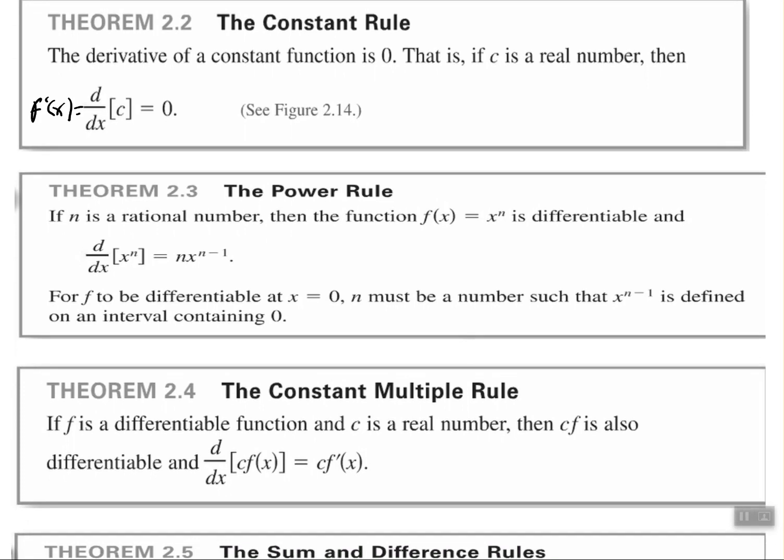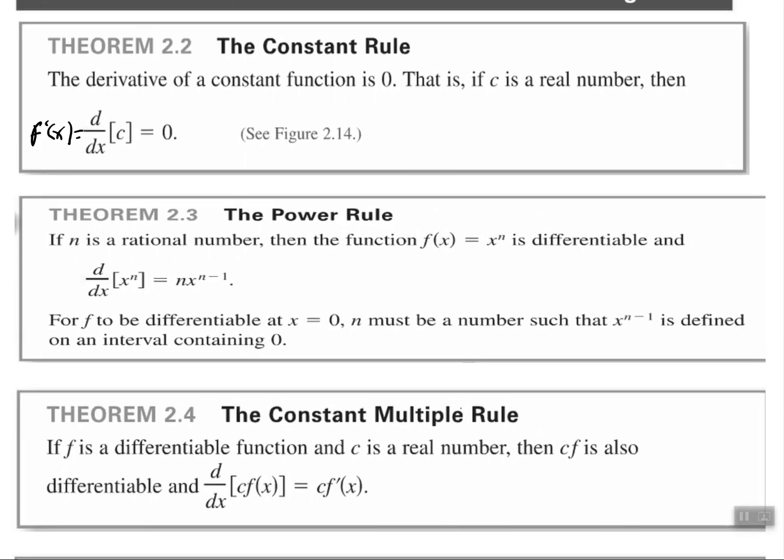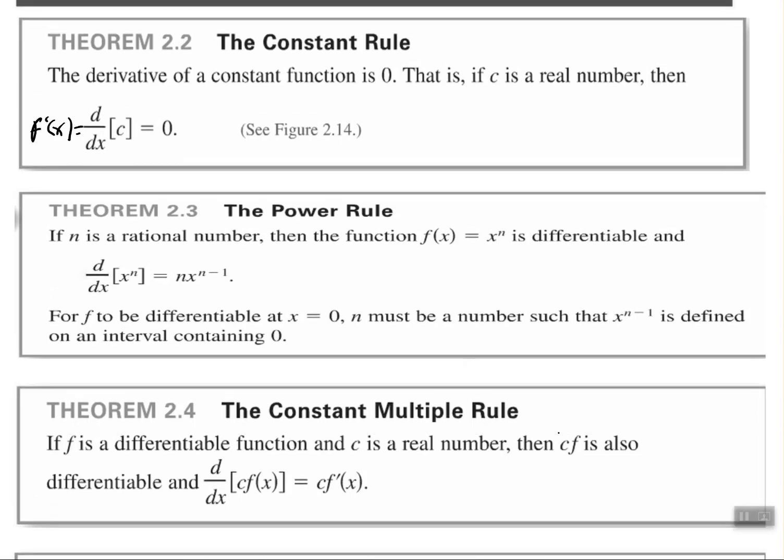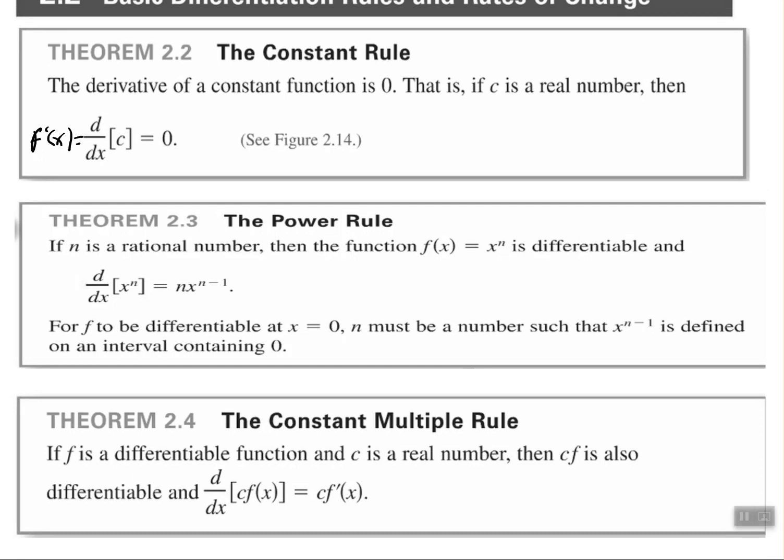Alright, so for the power rule, the derivative with respect to x of x to the nth power, what you would do is bring the exponent out in front as a constant, and then subtract 1 from the exponent. The constant multiple rule says if f is a differentiable function, and we have a constant being multiplied times a function and we want to find our derivative, we first find the derivative of the function and then multiply it times the constant. If you need to write those down, you may want to pause the video here and write those 3 down.